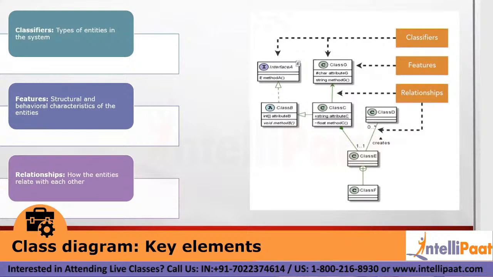A class diagram always has 3 things. One is classifiers. What are classifiers? Classifiers are the entities of the system which are defining some function. They are the basic entities which are performing that function. So they are the names of the classes. If you want to put it simply, they are the classes themselves.